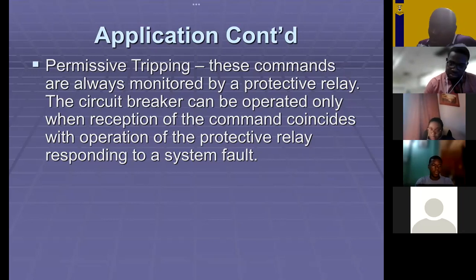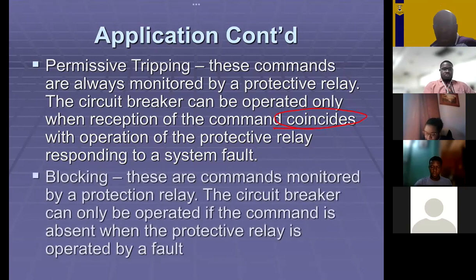And this means that a fault exists if that occurs. If receipt of the signal is not supported by the presence of zone 2, you're on your own. All right? And then finally, for your blocking. So we have intertrip, we have permissive, and we have blocking. For the blocking, we are receiving a signal if we are to block.